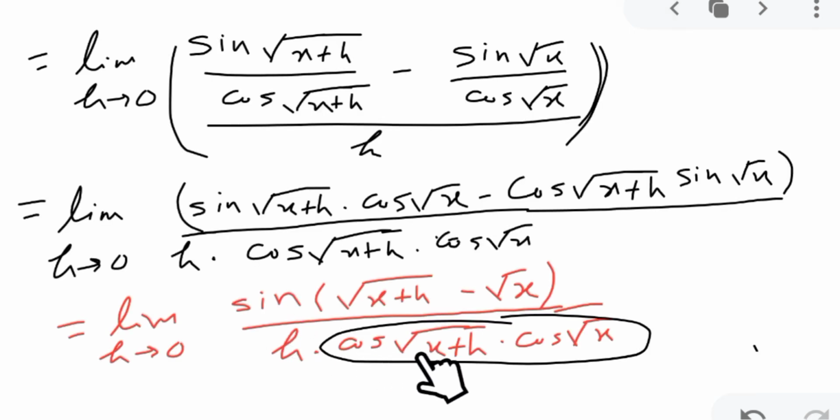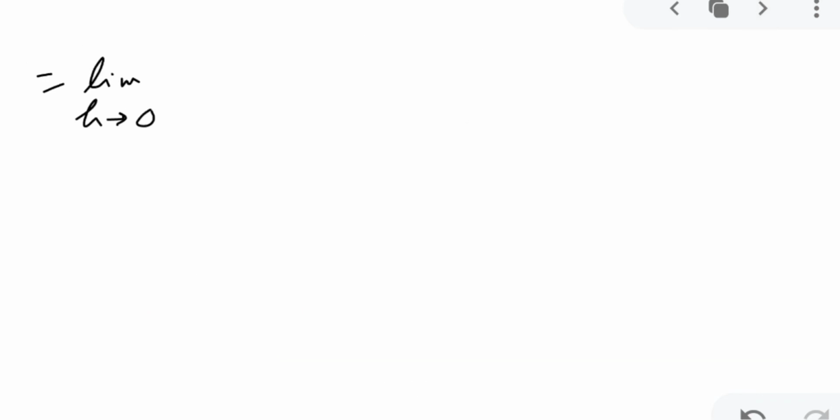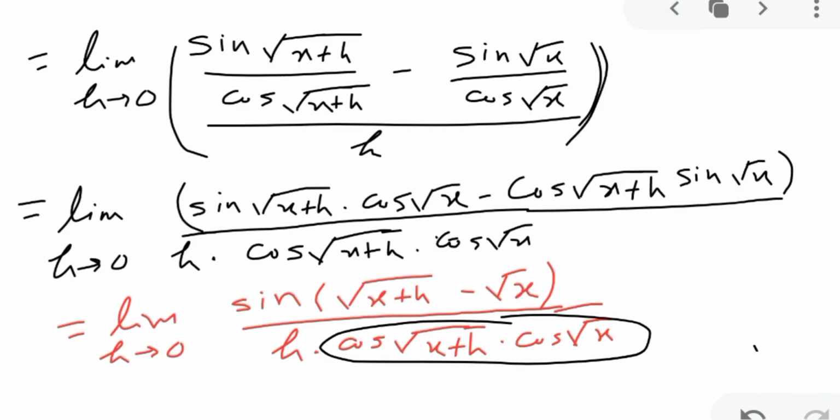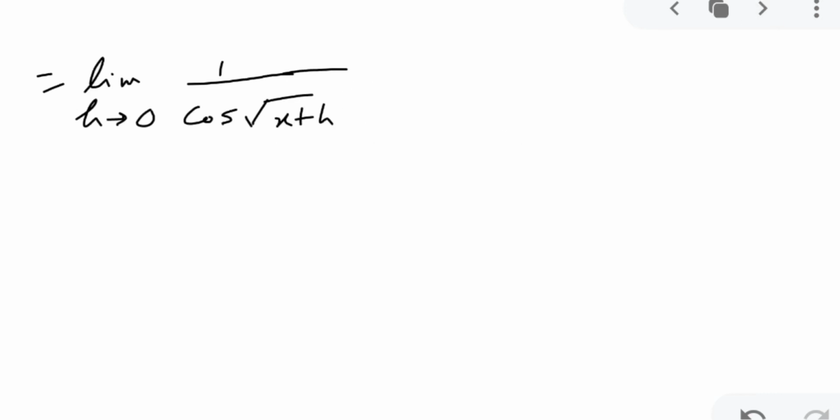Okay, so what I am doing, limit h tends to 0. I am taking this separately. First I am writing this 1 upon cos root over x plus h, into cos root over x. Okay, this is the first one.